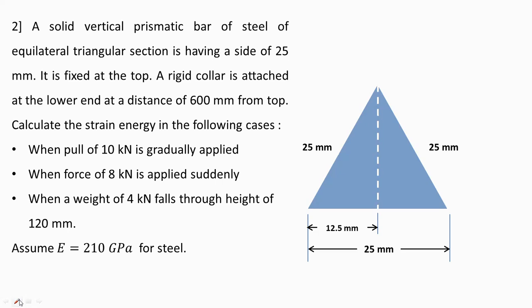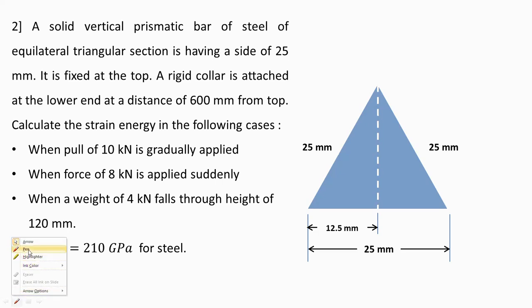Calculate the strain energy in the following cases: when a pull of 10 kN is gradually applied, when a force of 8 kN is suddenly applied, and the third case is of the impact load, that is a weight of 4 kN falls through a height of 120 mm. Assume E is equal to 210 GPa. To convert GPa into MPa, we have to multiply by 10 raised to 3.